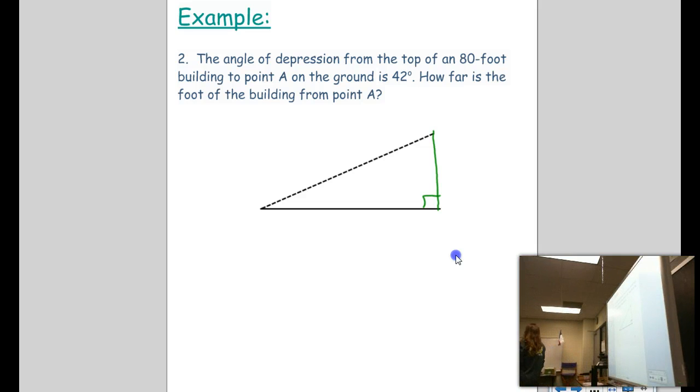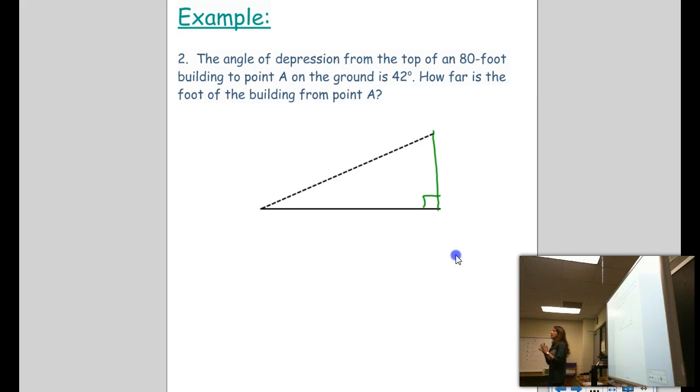Jen's going to read it out loud for us. The angle of depression from the top of the building to the ground... how far is the foot of the building from point A?